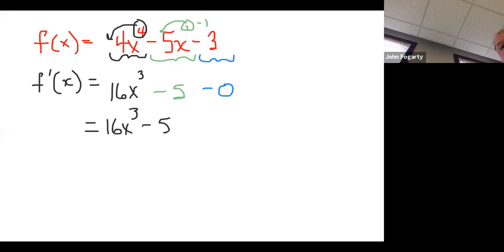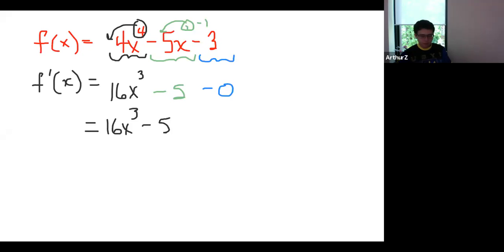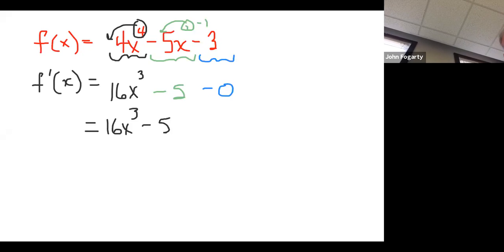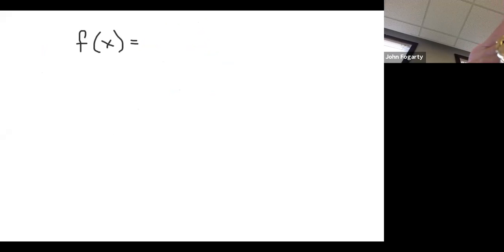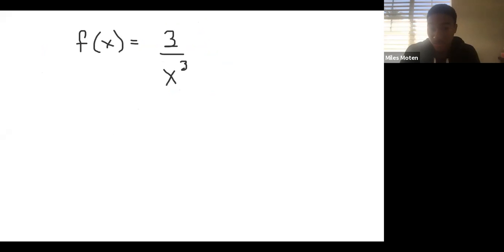Hello? Yes, sir. All righty. Number 7. What you getting, Moten? Moten. I'm on mute, sorry. Negative 9x to the negative 4 for my answer. What you get? Negative 9x to the negative 4.